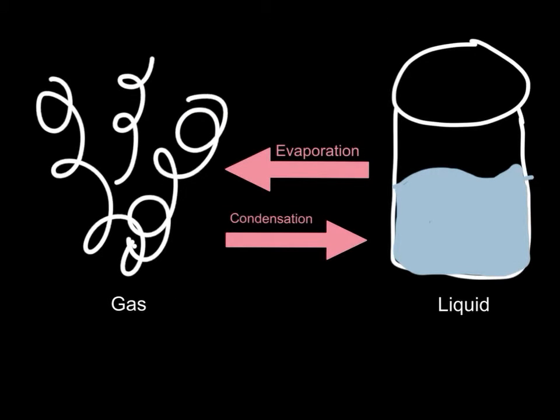Changes in heat can also cause evaporation and condensation. Evaporation is when a liquid turns into a gas. Have you ever seen a puddle of water during the day and then when you go back a few hours later, the puddle is gone? Well, this is because of the process of evaporation.